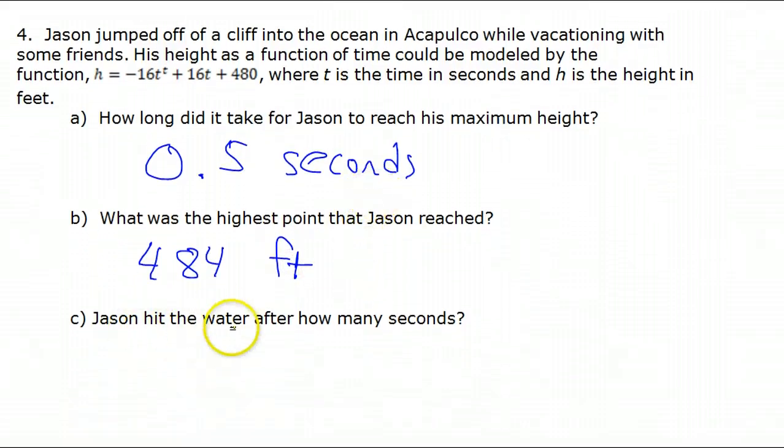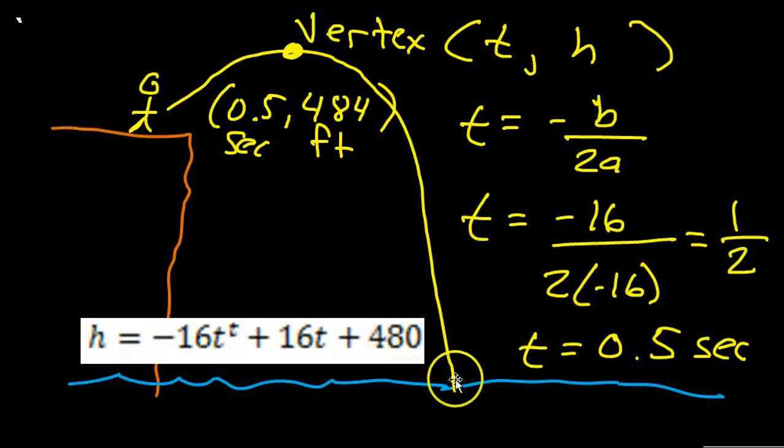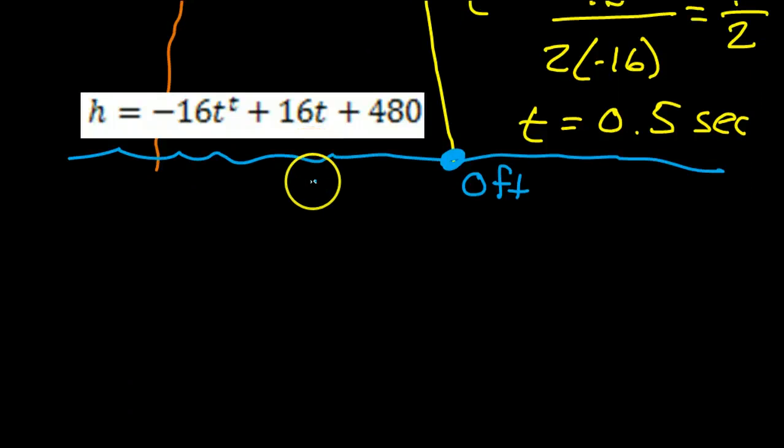Jason hit the water after how many seconds? Now we're talking about when does Jason hit the water. We're talking about this point down here. This will be a height of 0, because up here on the cliff, that's the 480 feet. That's where he's at 480 feet. But down here, this is going to be 0 feet. So we're going to use this equation, but we get to put 0 in for h.